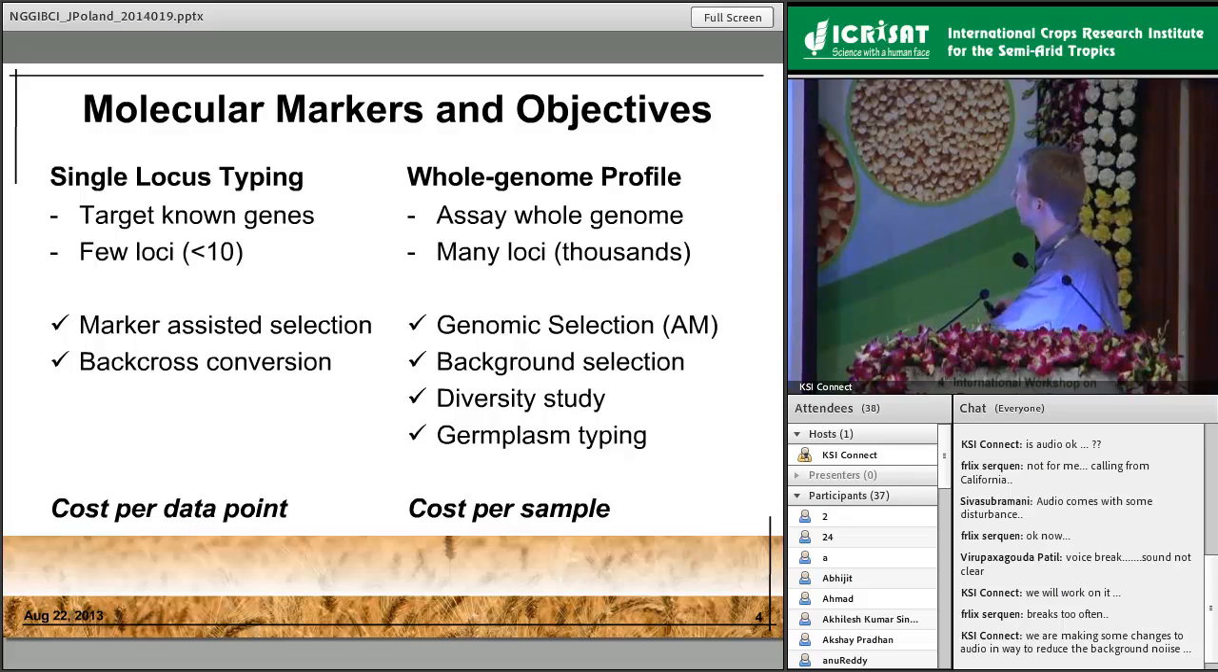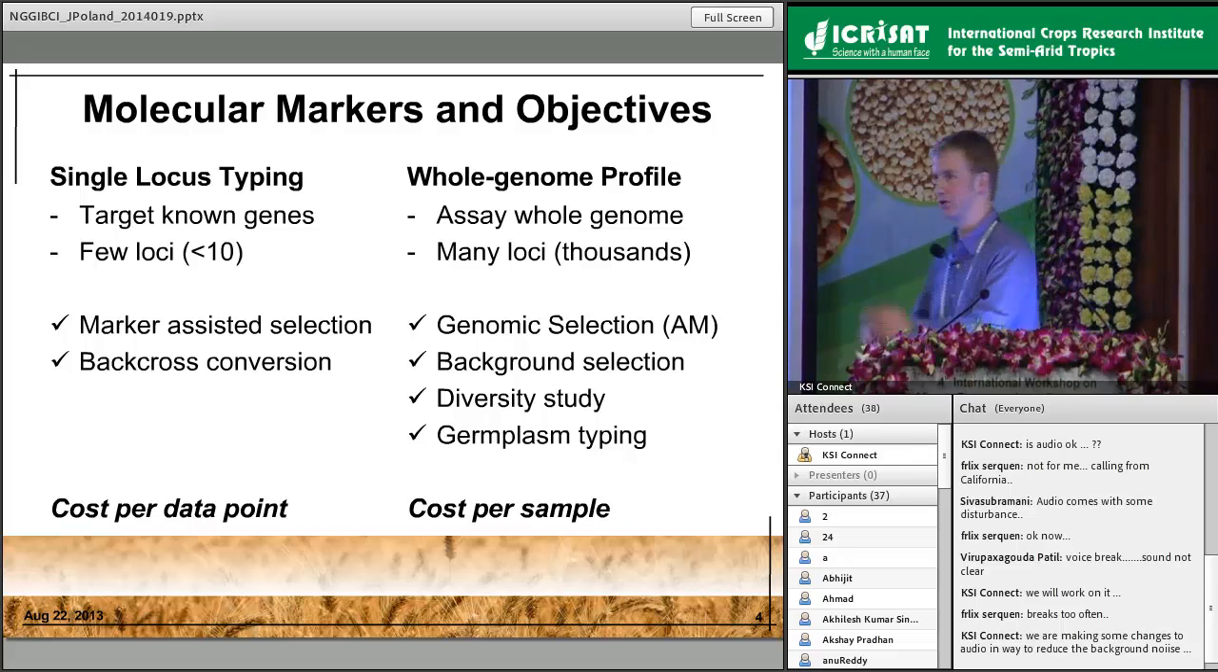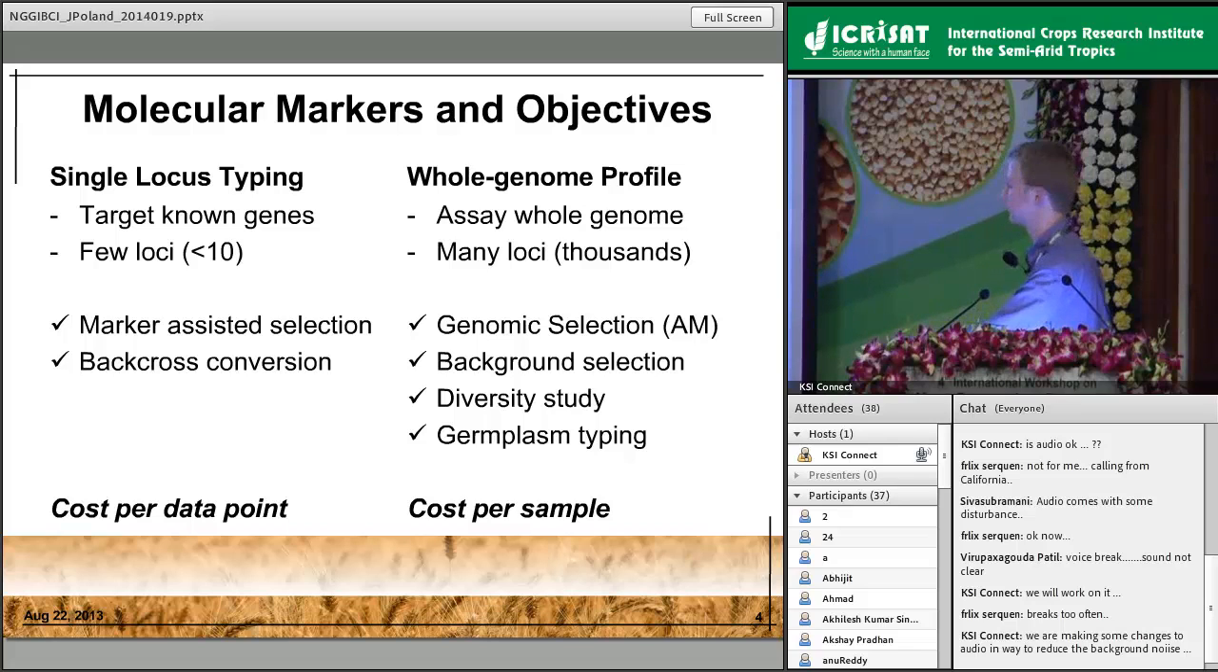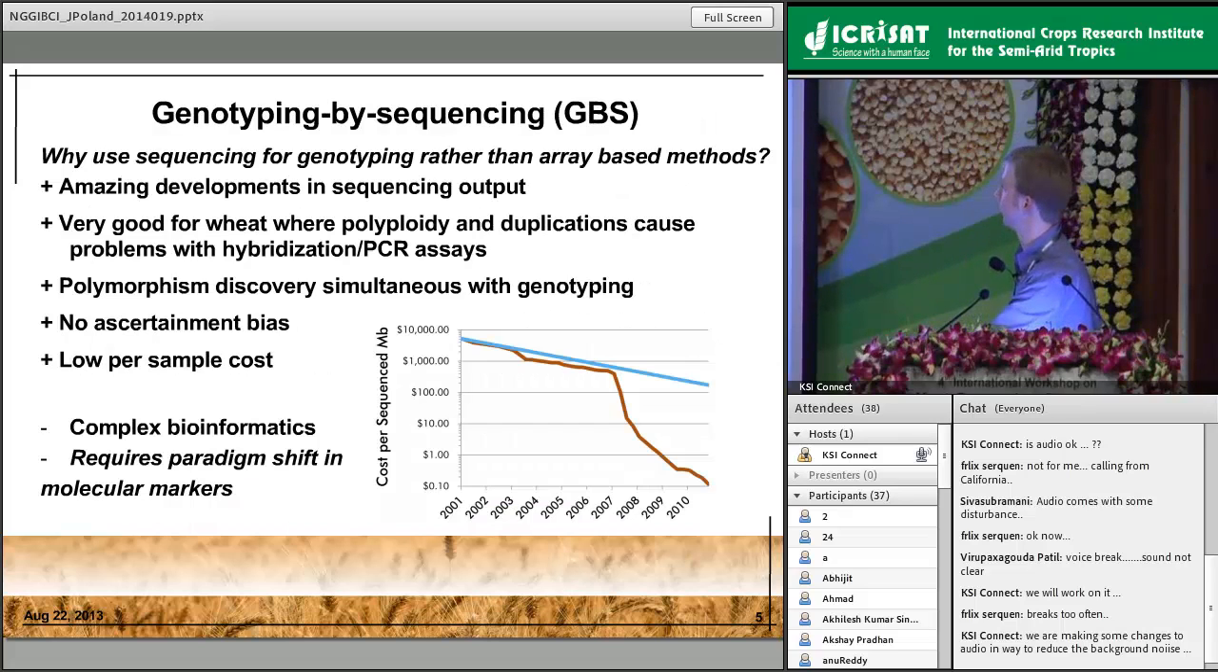These are genomic selection and association mapping approaches. But the big thing when you're a breeder is that you think about cost. Here you typically think about cost per data point, but I tend to think more about cost per sample. Once you reach thousands or tens of thousands of markers, at least from a genomic selection perspective, additional markers are not that valuable relative to lowering the per sample cost, which increases your population size, and you get much bigger gains that way.